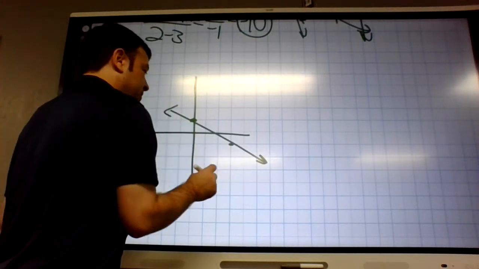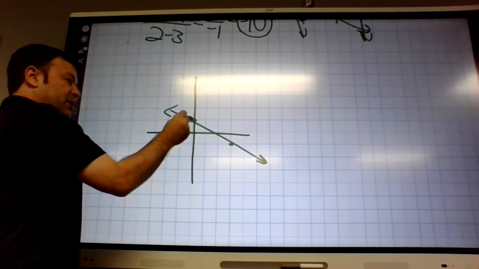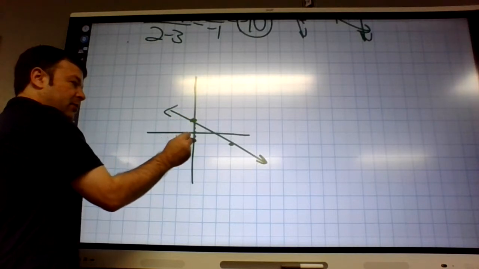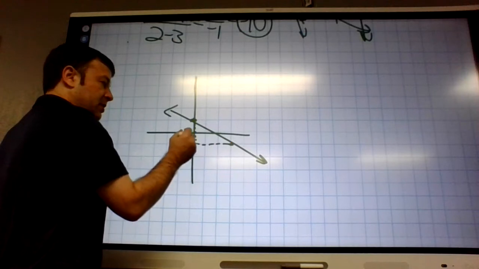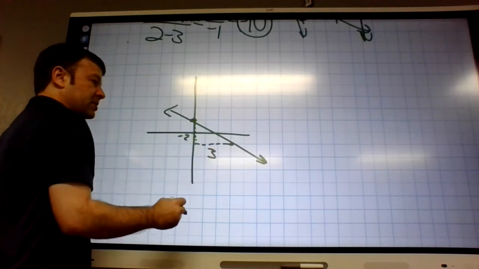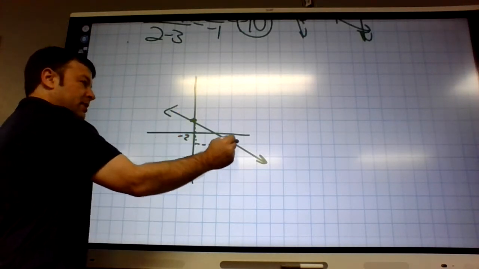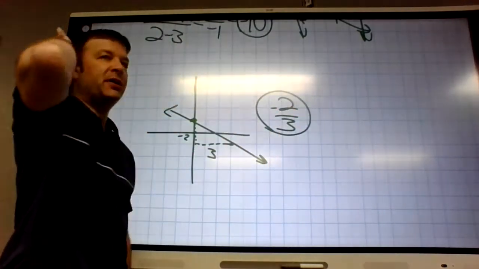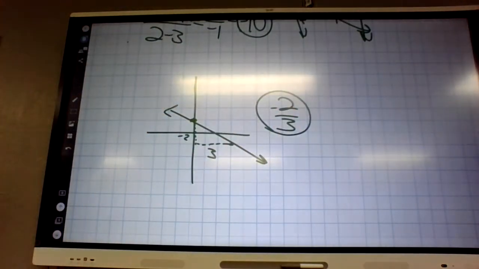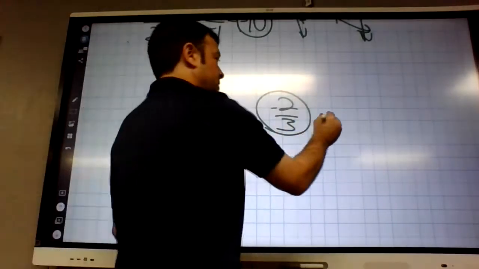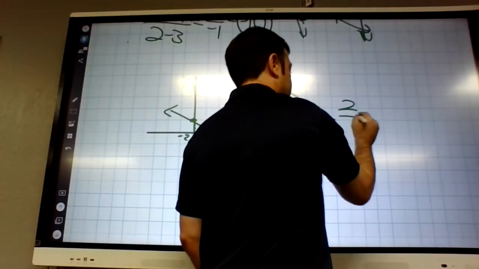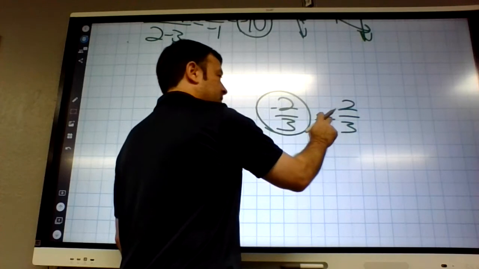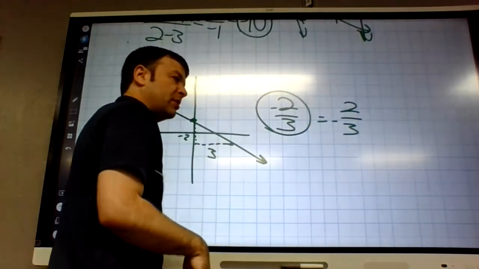So 3, -1, there's a point. And then you gotta count the rise and the run. So if I go this route, what's the rise? -2. What's the run? -3. 3. So the slope is rise over run, -2/3. Doesn't really matter where you put the negative as long as it's on there. Could be -2/3, or it could be -2/3. Negative could be in the middle. You could even put it on the bottom.